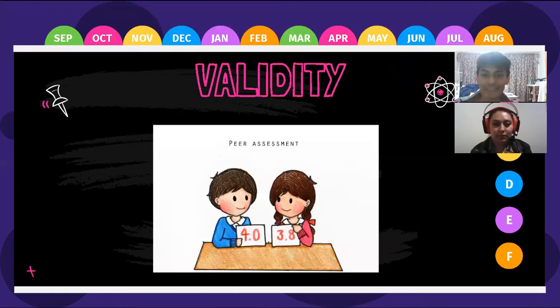Let's go ahead with validity. Validity is one of the most uncommon principles of assessment. Most of the times it can be difficult to understand. But mainly, validity makes reference to the cohesion and coherence between the topic I'm going to teach and the topic I'm going to evaluate.